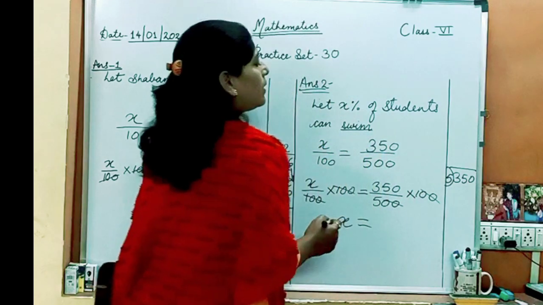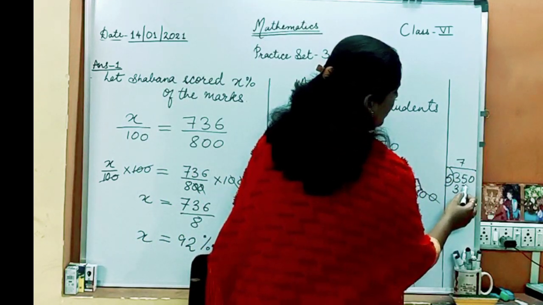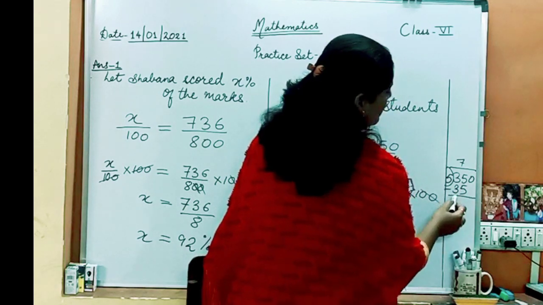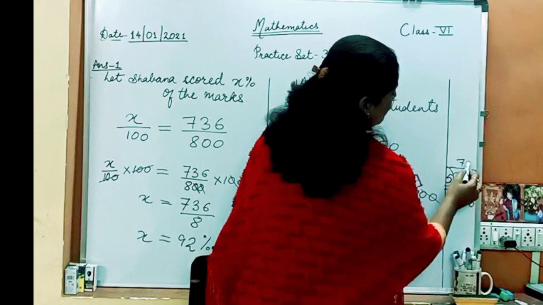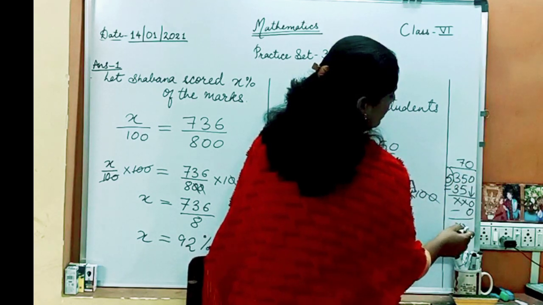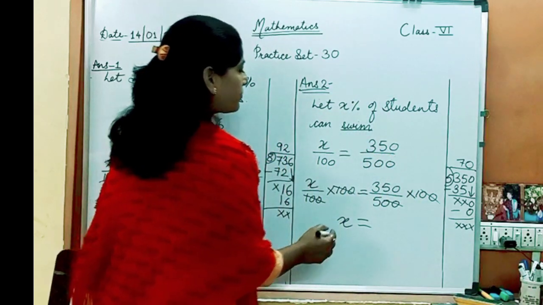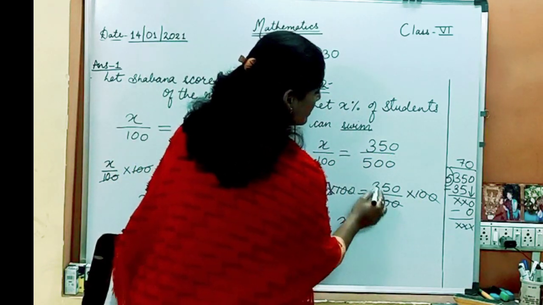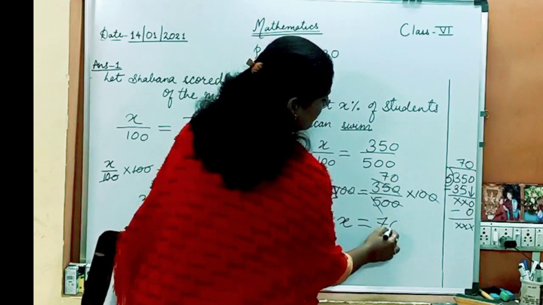So here 5 sevens are 35. Subtraction. Answer is 0. We'll take the 0. 5 zeros are 0. And after subtraction, the remainder is 0. Got it? So, after cutting this, we'll get 70. It means 70%.